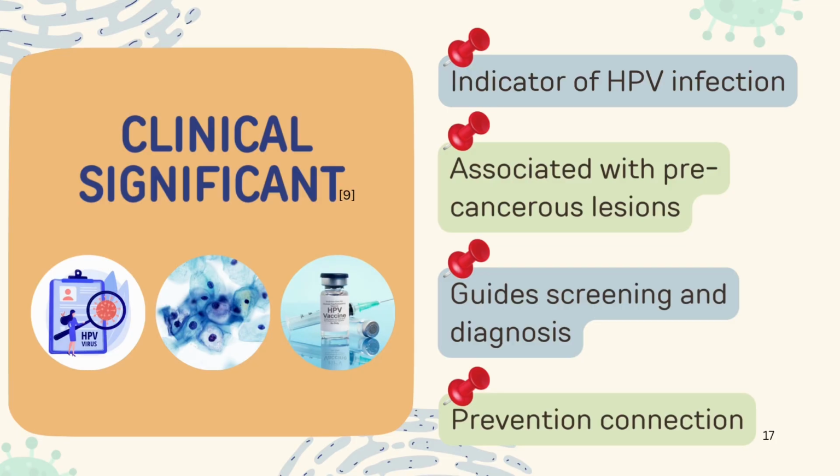Koilocytes also help guide screening and diagnosis. When they are found, doctors can decide what to do next. For example, whether to repeat the Pap smear, test for HPV, or do a colposcopy. So, koilocytes help catch problems early before they turn into cancer. Lastly, koilocytes remind us why prevention is important. Getting the HPV vaccine, practicing safe sex, and going for regular Pap tests can help reduce the risk of HPV infection and lower the chance of seeing koilocytes or developing cervical cancer.